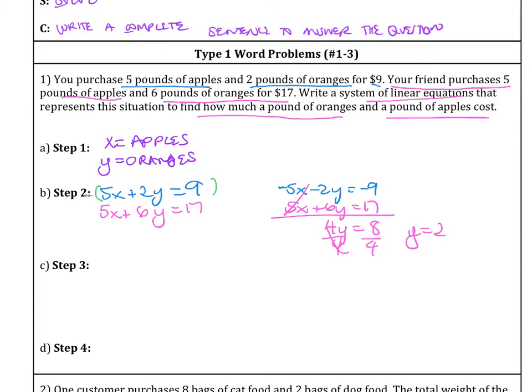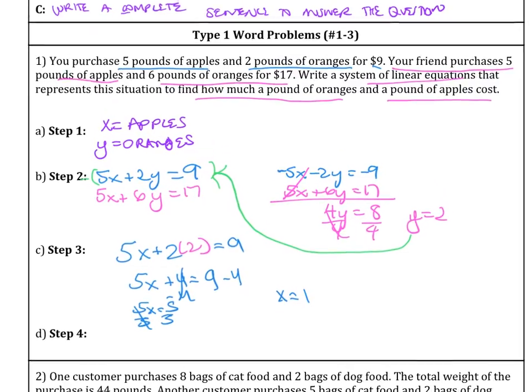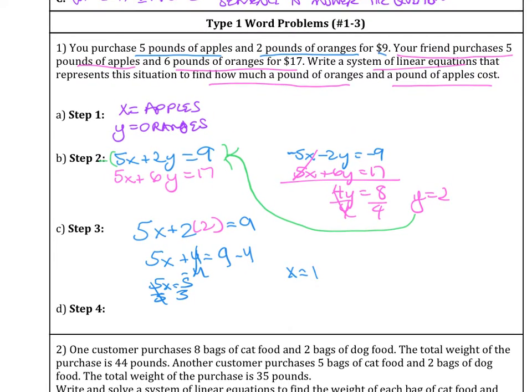So now that I figured that out, I can plug that into one of my original equations to solve for x. So I'm going to plug it into the top one. 5x plus 2 times 2 equals 9. So then we solve. This becomes 5x plus 4 equals 9. Subtract 4. So we get 5x equals 5, divided by 5, or x equals 1. Now, since these are word problems, you'll only get positive values. You shouldn't have negative or anything like that. So hopefully that helps you out with that.